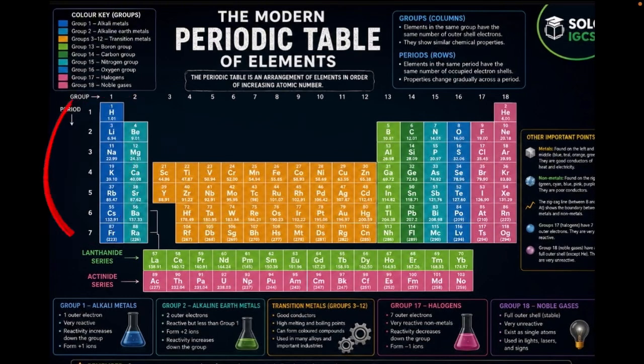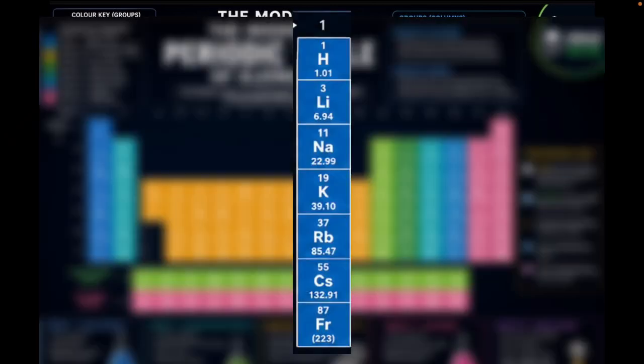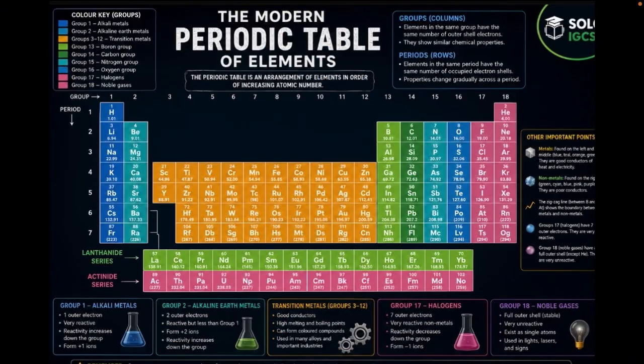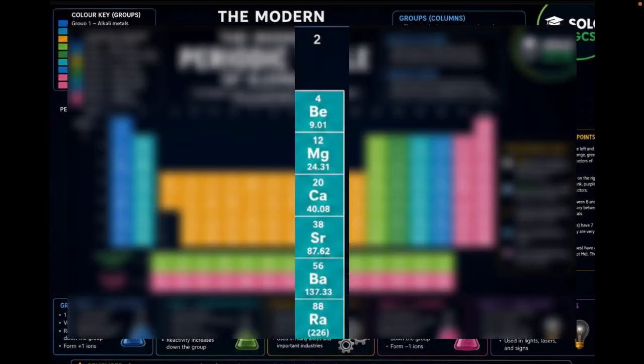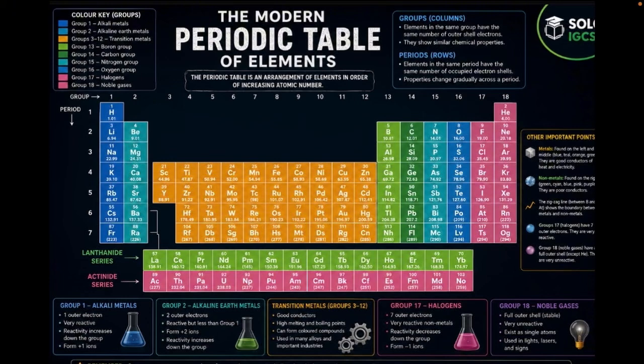Starting on the far left, the blue section is group 1, the alkali metals. They have one outer electron, are very reactive and form +1 ions. Their reactivity generally increases as you go down the group. Next is group 2, the alkaline earth metals. They have two outer electrons and usually form 2+ ions. They are reactive, although generally less reactive than group 1 metals.